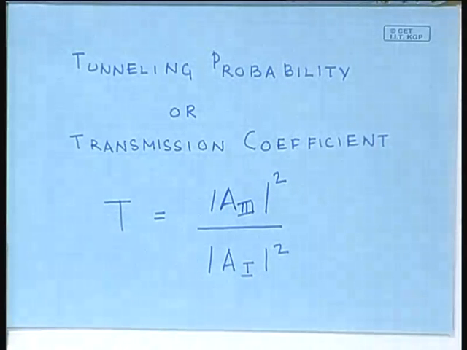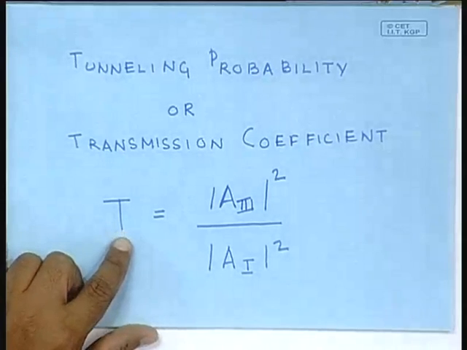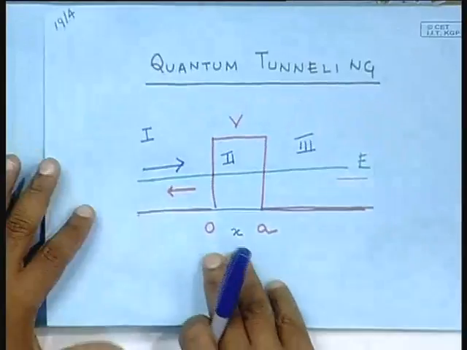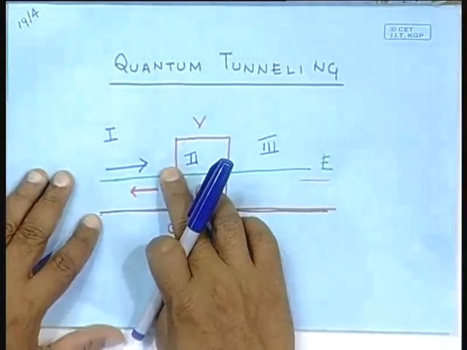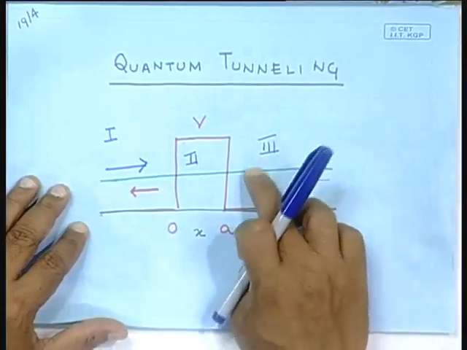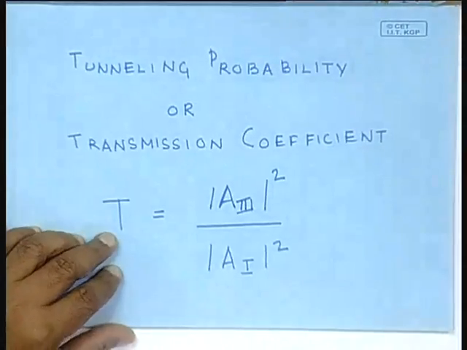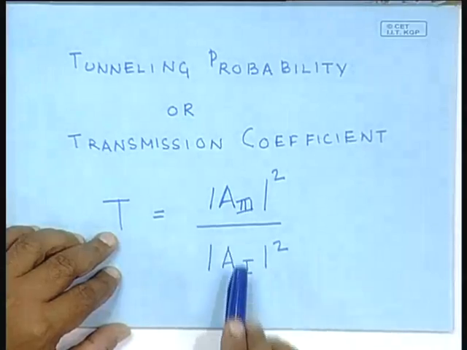This is the transmission coefficient, or the tunneling probability. It tells us the probability that if I send a particle from the left-hand side, I will find the particle in this region. And we are now in a position to calculate this. So, let us calculate it here.